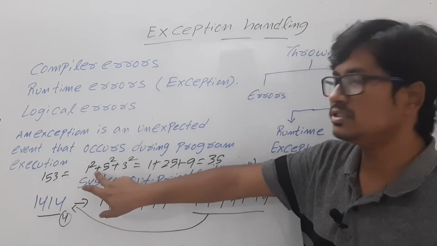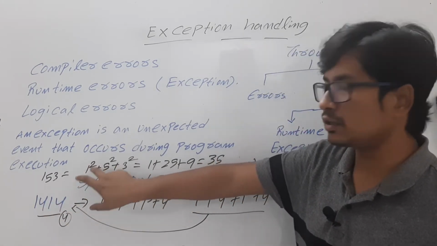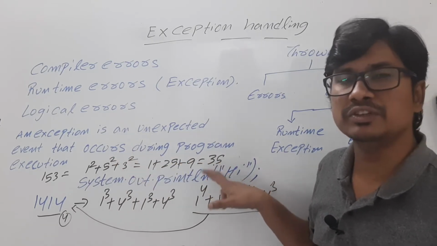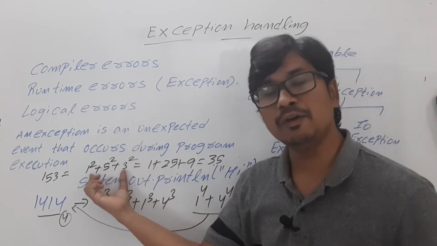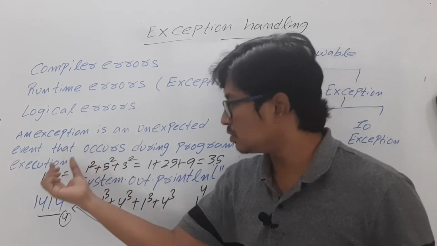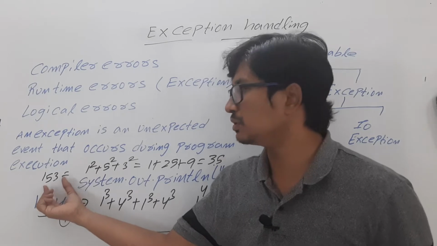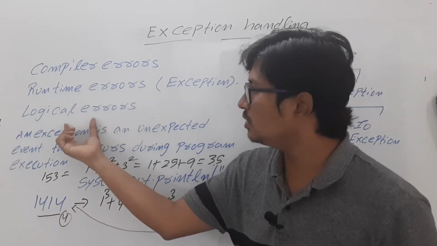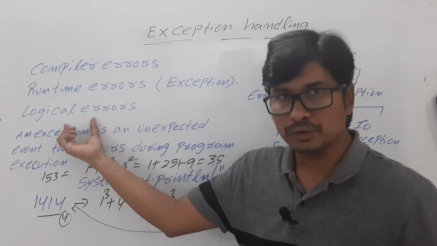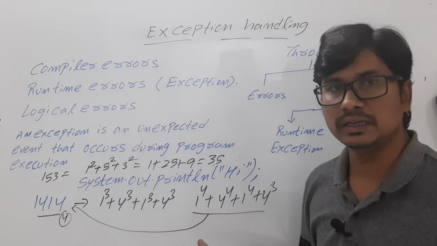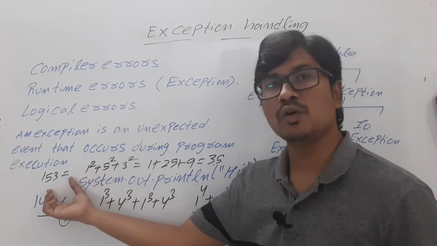But however, 153 is an Armstrong number. What is the exact logic? He needs to compute 1 cube plus 5 cube plus 3 cube. Then he will get the sum as 153. So when you have written the program, your logic itself is wrong, so you will not get the correct output. This kind of error we call logical errors. To rectify logical errors, you need to be very good at logical thinking, or very good at concepts.